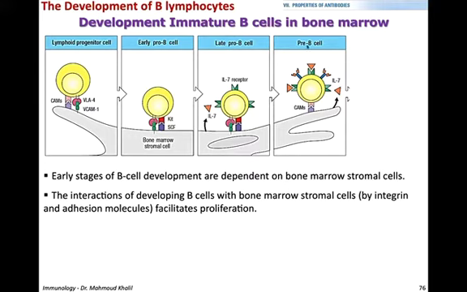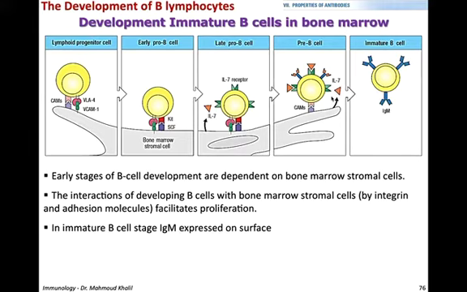In the later stage of development, at the pre-B cells, the stromal cells start to secrete an important interleukin, which is interleukin 7, as you can see from the figure. This interleukin 7 will help to release the pre-B cells from the attachment to the stromal cells, while still inside the bone marrow.